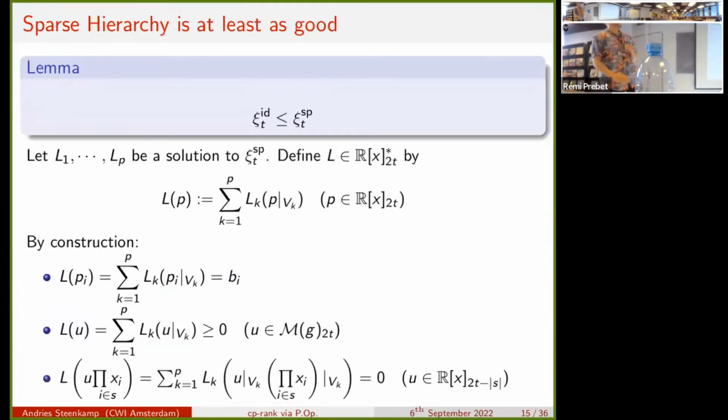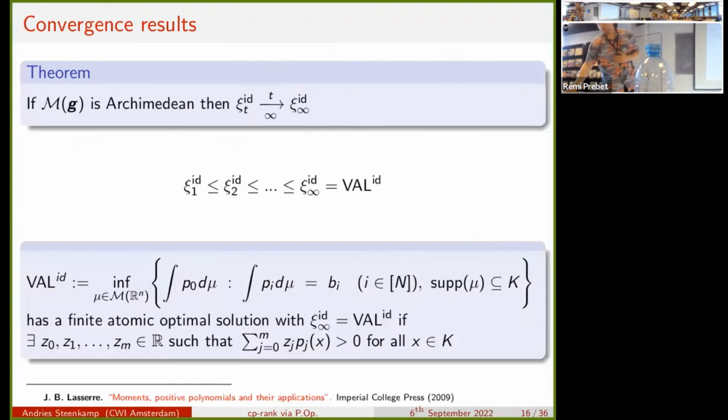All right, now we've built hierarchies. We've built two hierarchies. We've shown one is better than the other. Do they converge? The obvious question. And the answer is yes. It's a very classical result. You can read it up from Marcel's book, put it at the bottom. If we have an Archimedean quadratic module, yes, I have enough time. I think everyone is familiar with what Archimedean is.